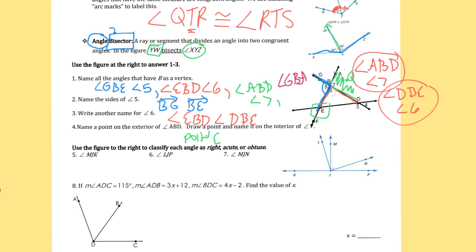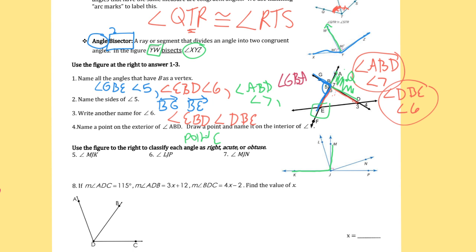All right, so let's classify these things. So it says go to MJK. So remember, you start at a point, a ray. So you go to J, turn a corner, and you go to K. Okay, what do you think that's going to be? Well, it's going to be 90.